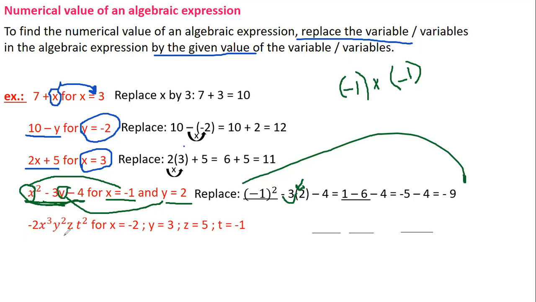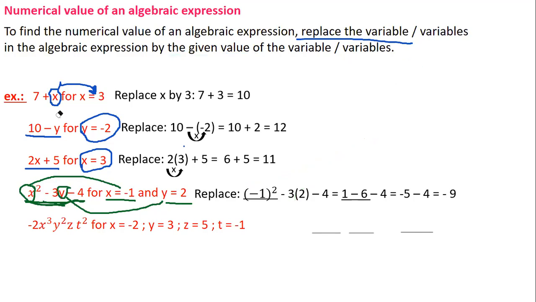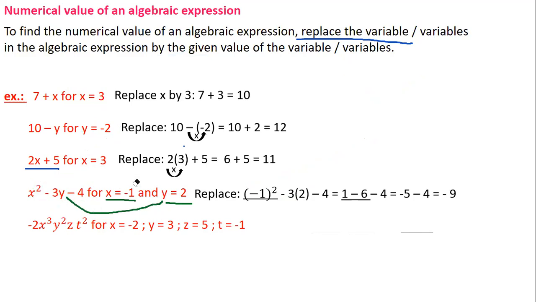Now let's look at the last one. -2 x cubed y squared z t squared. Yalla Hassan Srour. Yes. Now we should replace. First, I want to ask you, Hassan: how many variables do you have in the last expression? 4. Which are? X, Y, Z, and T. Okay, so we have 4 variables. Of course, we will be given 4 values. We should replace x by -2, y by 3, z by 5, and t by -1.